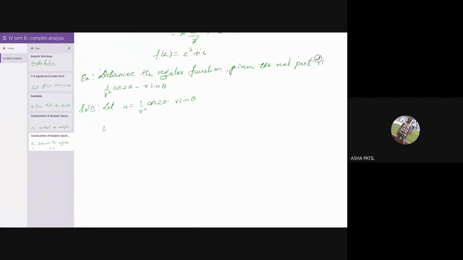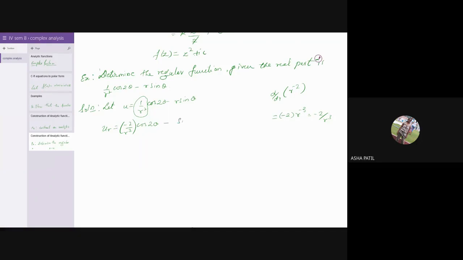Now differentiate with respect to R partially. In the first term, cos 2 theta is held constant. What is the derivative of 1 by R square with respect to R? It is as good as the derivative of R raised to minus 2. It is in the form of x raised to n, so minus 2 into R raised to minus 3, or we can write minus 2 divided by R cube. So the derivative of 1 by R square is minus 2 divided by R cube, times cos 2 theta.